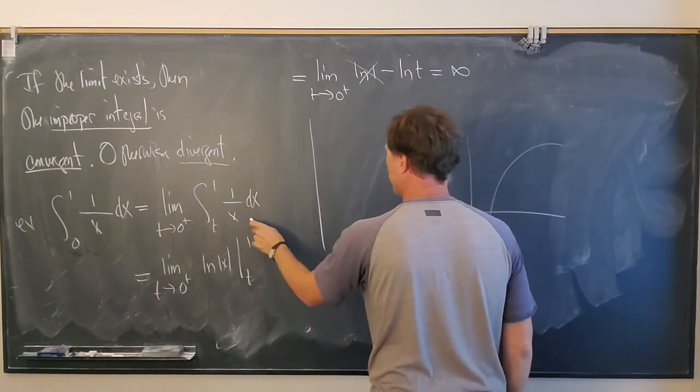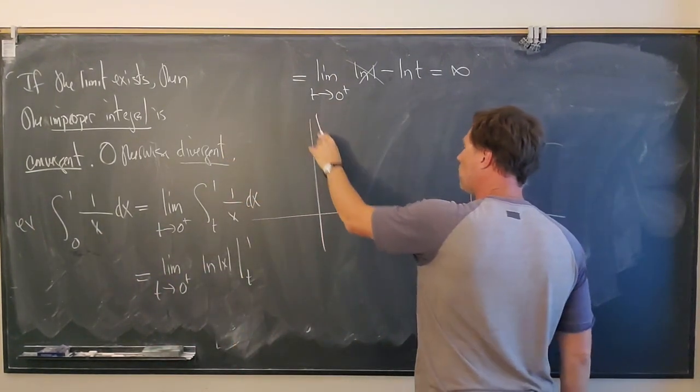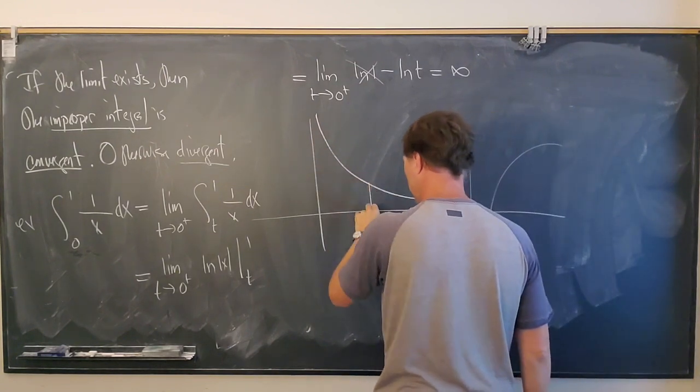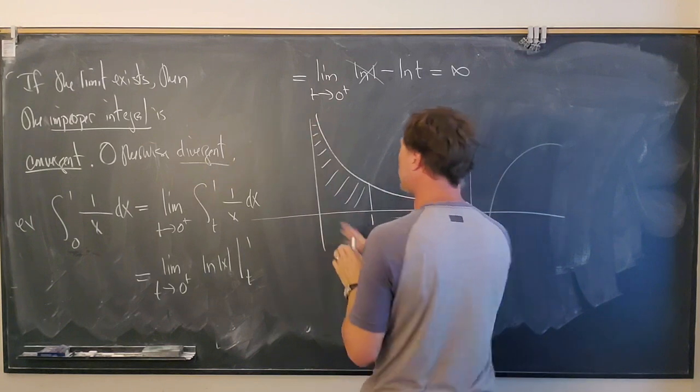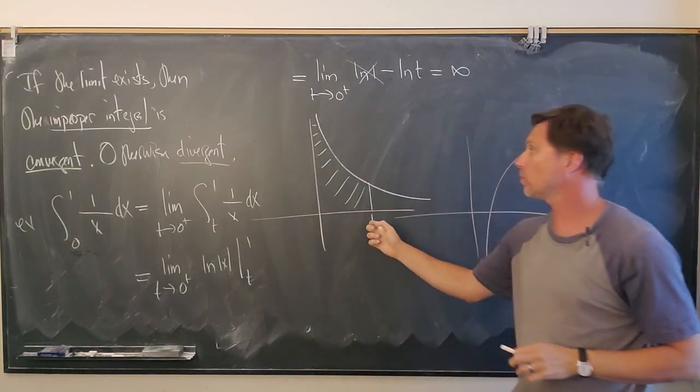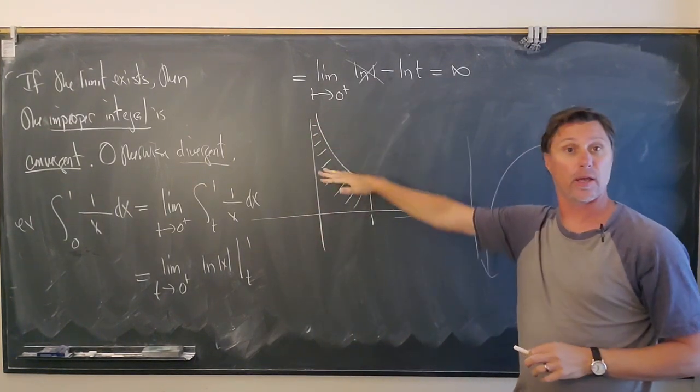And the geometric picture: now we're looking at the area below the graph between the asymptote and 1, right? And it tells us that there's an infinite amount of area underneath.